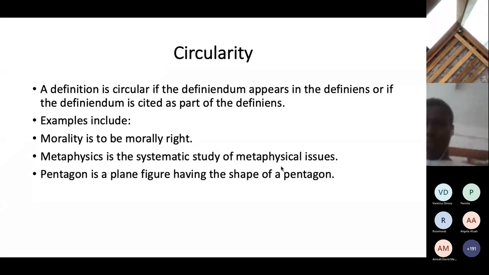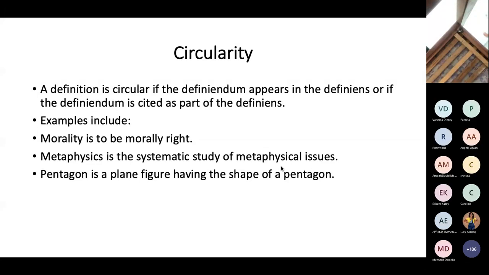Metaphysics is a systematic study of metaphysical issues. Pentagon is a plane figure having the shape of a pentagon. So, concepts that are supposed to be explained are instead recycled, as if the recycling would be an explanation.